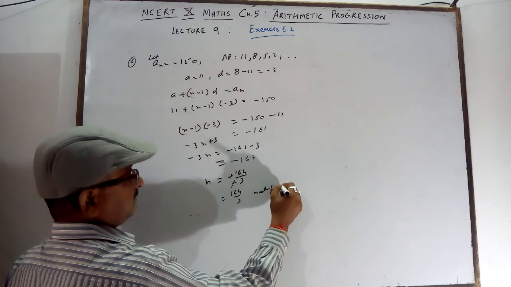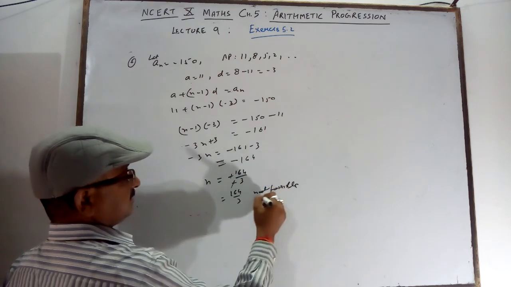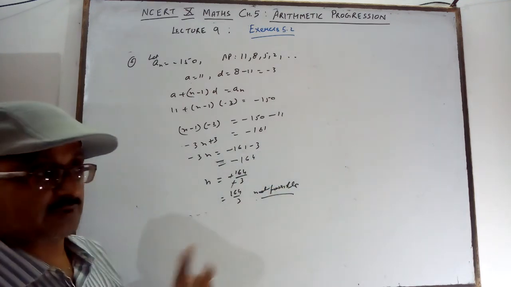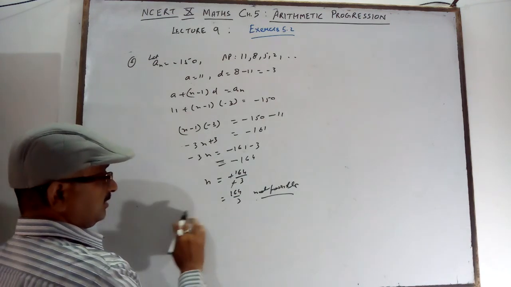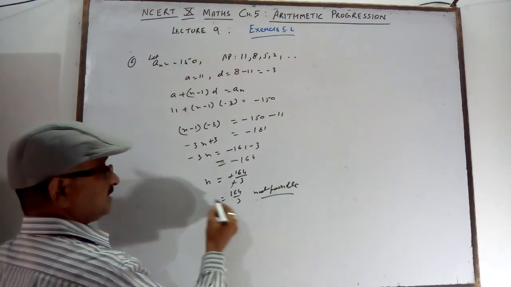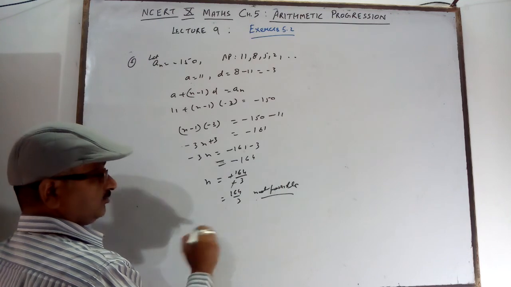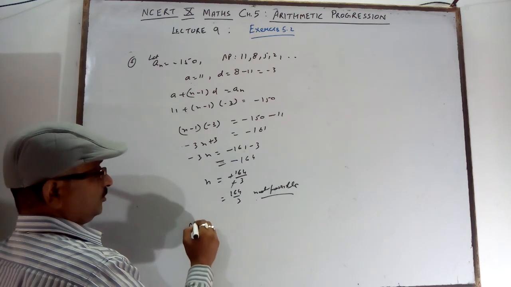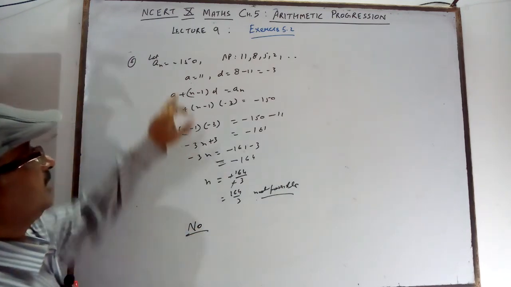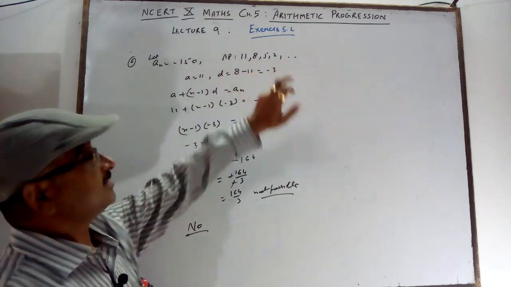Why not possible? Because a serial number is not in the form of a decimal. It is a whole number. A serial number is a natural number. That's why, as it is a fraction, you will get the signal. So no, this number is not a term of this AP.